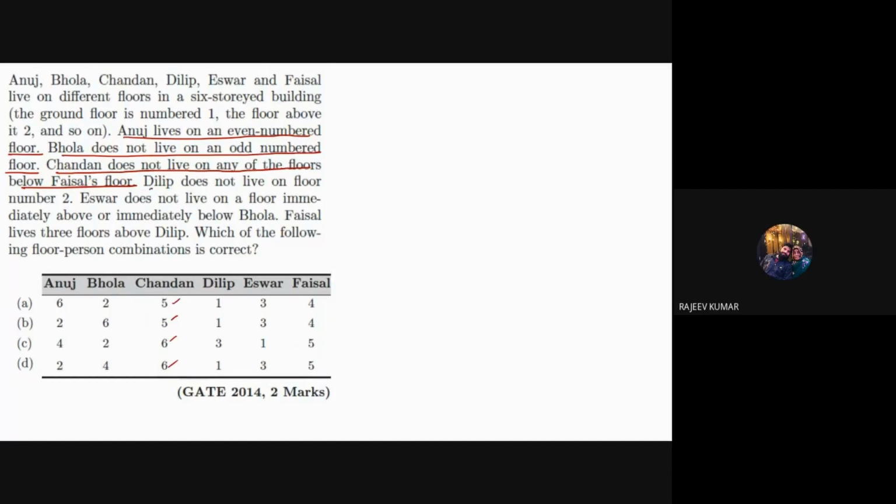Next, Dilip does not live on floor number 2. That is also correct for all options. Now next, Ishwar does not live on the floor immediately above or immediately below Bhola. If I talk about Bhola, Ishwar is not immediately above or below. In one option it goes from 2 to 3, which means immediately above, so that option is eliminated. 6 and 3 sounds correct. Then 2 and 1 is immediately below, so that option is also eliminated.